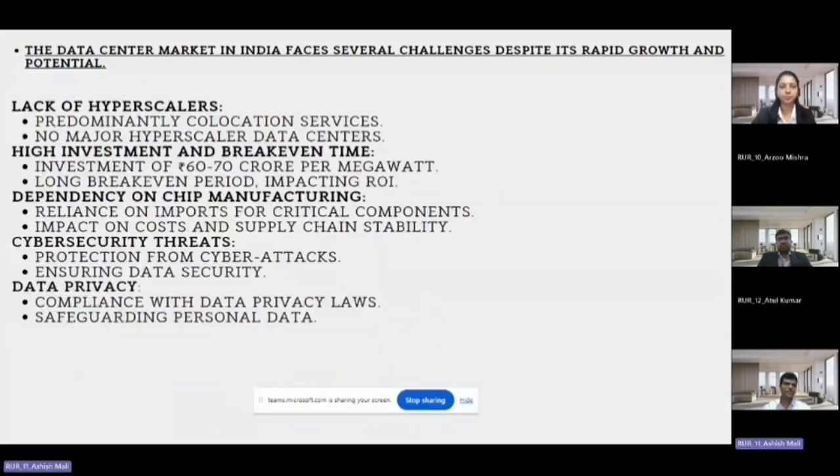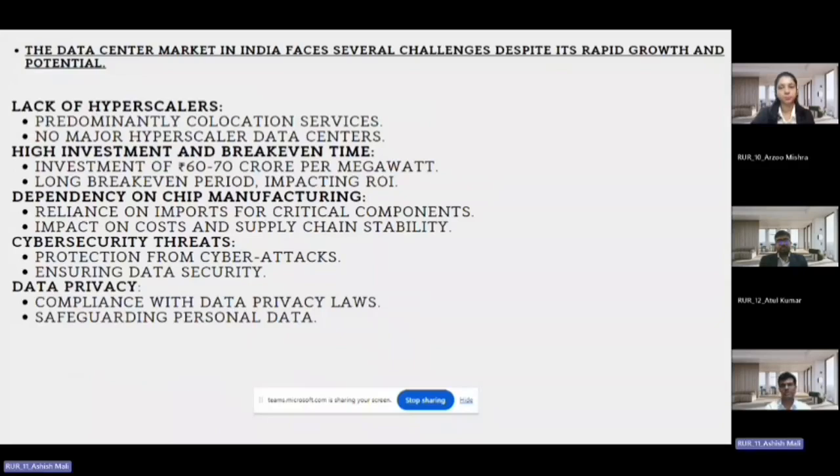Next is the lack of hyperscalers, that is, predominantly co-location services with no major hyperscaler data centers, and high investment and break-even time. Mostly the investment cost is 60 to 70 crore per megawatt, with a long break-even period, impacting ROI, so it is not that feasible for India compared to foreign countries. Dependency on cheap manufacturing: reliance on imports for critical components, impacting cost, and supply chain stability is a must, which India lacks the most. That's why it brings dependability on other nations.